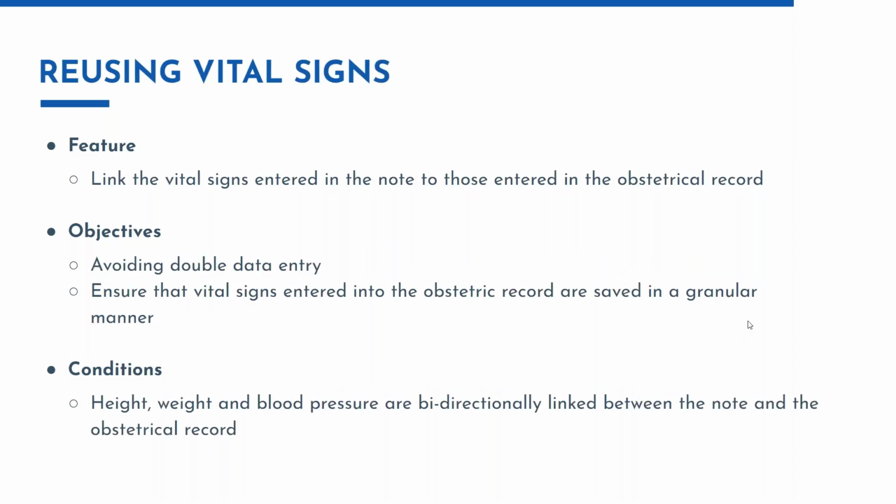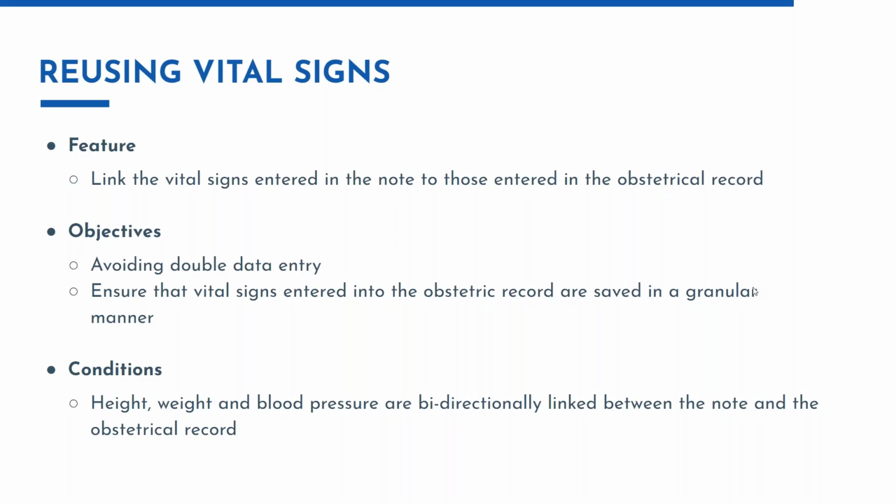The second feature is reusing vital signs. So we linked the vital signs entered in the note to those that are entered in the obstetrical record. And the objective of that was to avoid you having to document that information in both places. So now if it's documented within the notes section in the vital signs, you'll see that that same information will be reused and appear automatically in your obstetrical file. And that'll also make it such that vital signs that are entered directly on the obstetrical record are actually saved in a granular way in the vital signs section of the file.